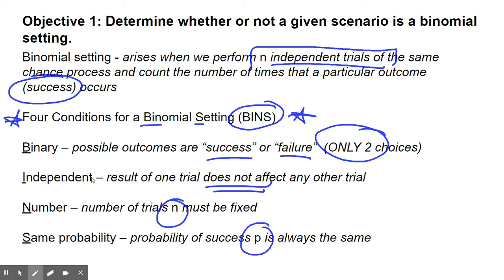That kind of ties into independence, right? If the events were not independent, then that probability might change. Or depending on the groups, there might be a different probability within the group, something like that. So be aware of that. The probability has to be the same. So please, please, please try to remember this acronym, BINS, for binomial settings.